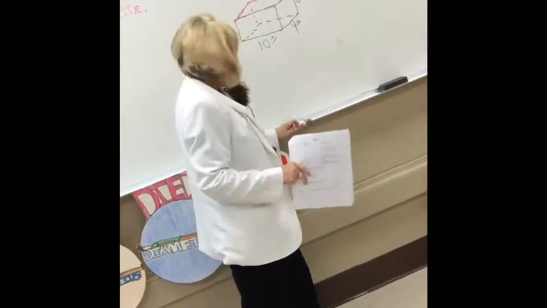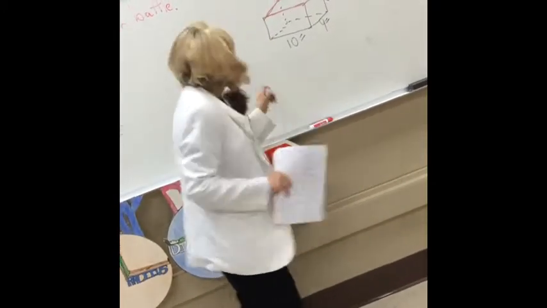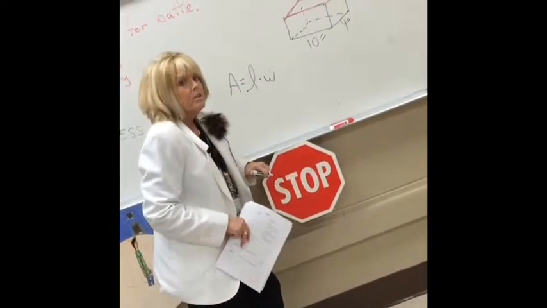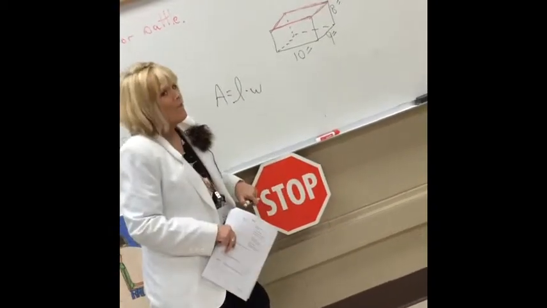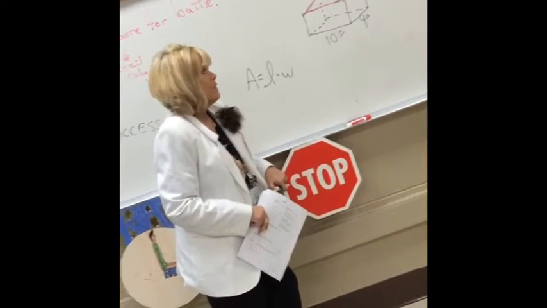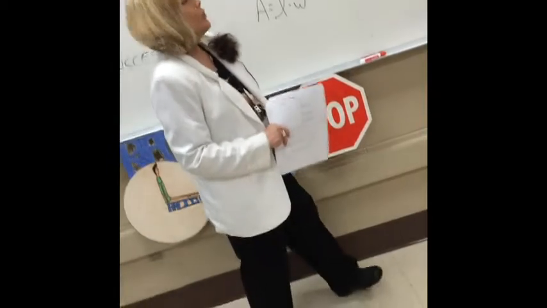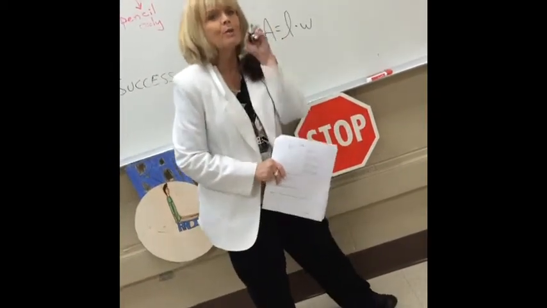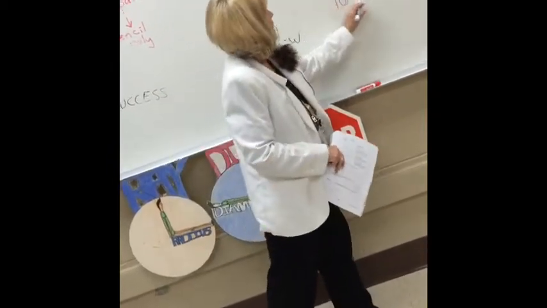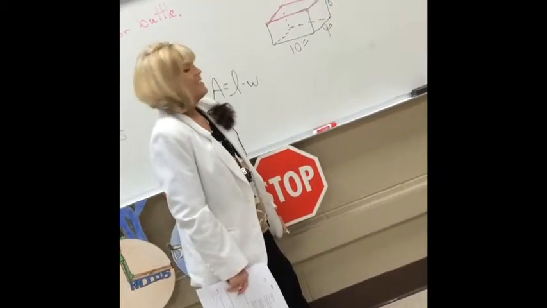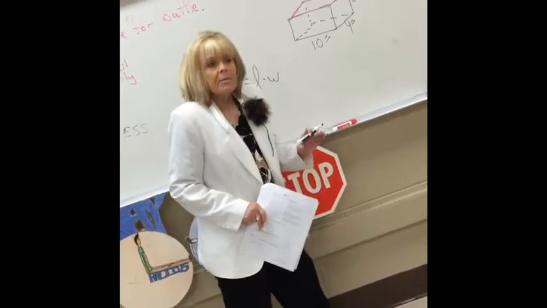How do you find the area of a rectangle? What's the formula? Length times width. Now, the problem is there's 3 numbers, and you have to pick only 2 of them. Only 2 of those numbers is the length and the width of the lid. Which 2? You have to develop your spatial perception. Is it a 10 by 9 or a 9 by 8 or an 8 by 10? 10 by 9.